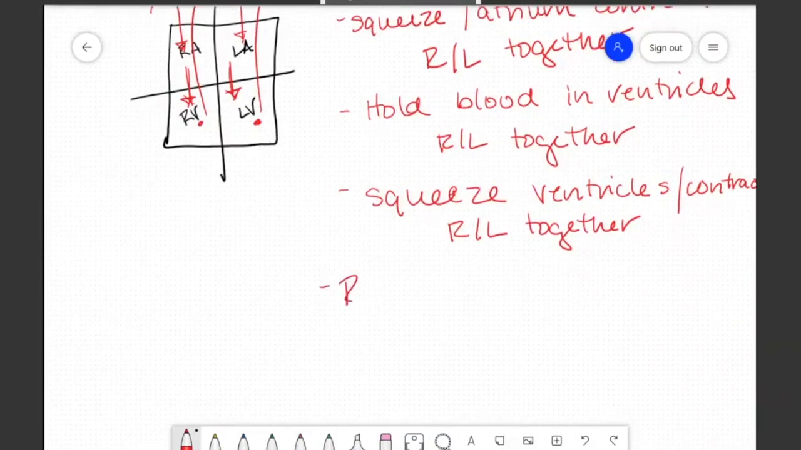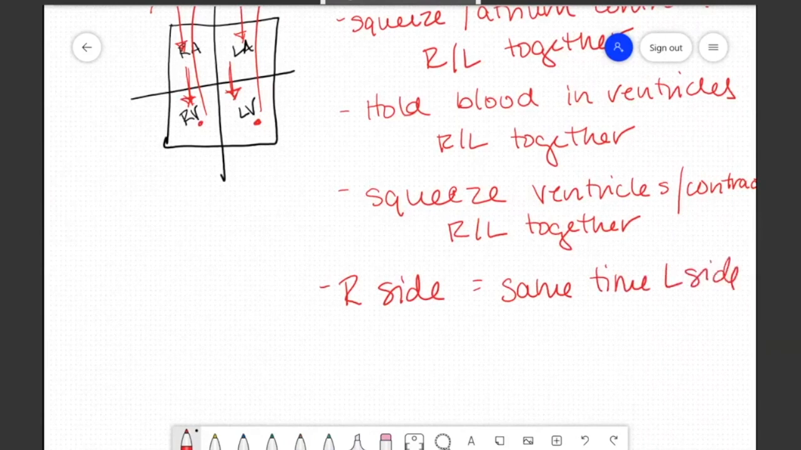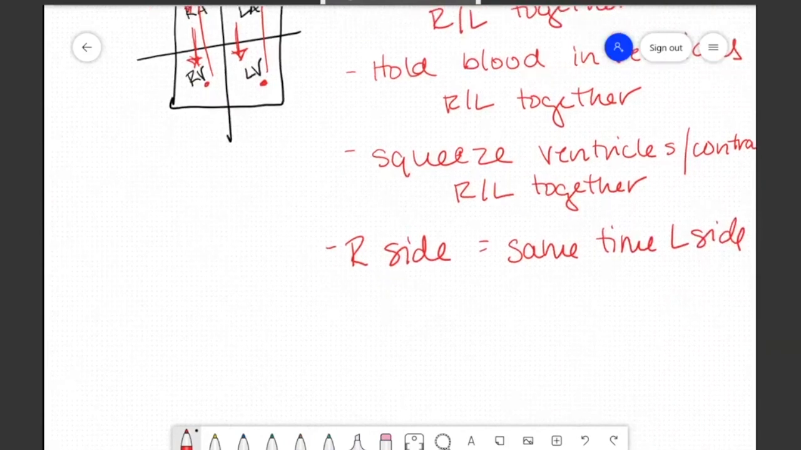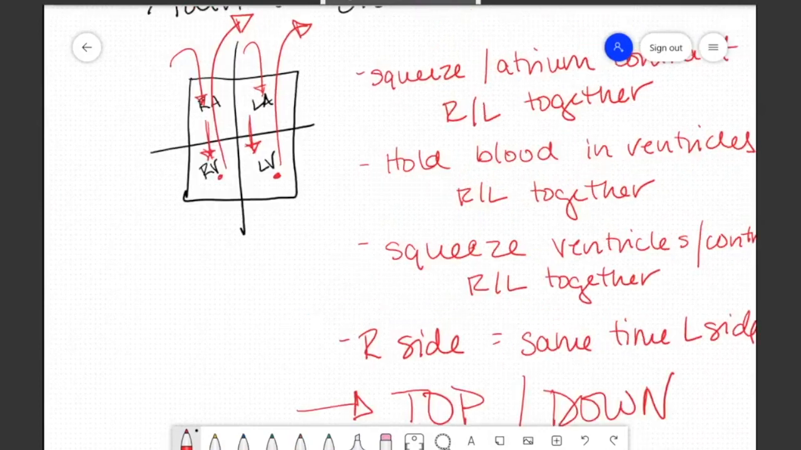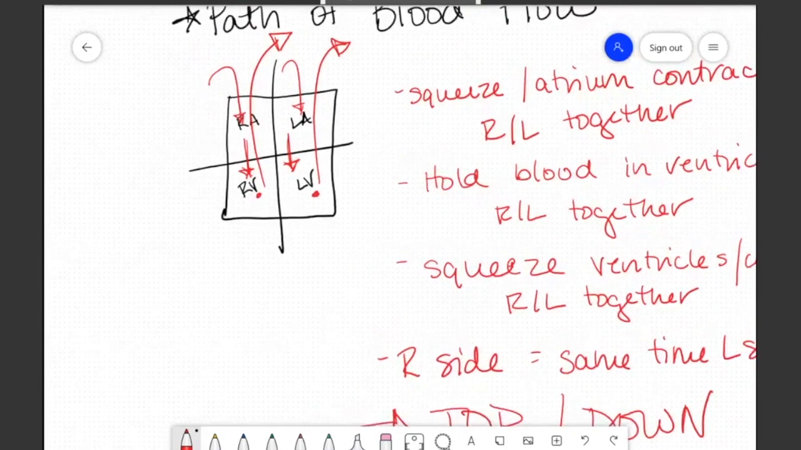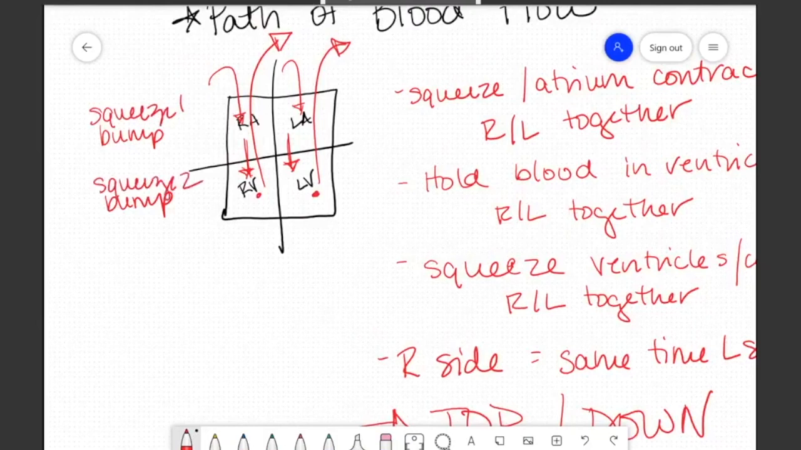So the right side happens at the same time as the left side. So you are not squeezing from a right-left approach, you are essentially squeezing from a top-down approach. So if you've ever listened to the heartbeat and there's the bump bump, this is squeeze 1, squeeze 2. Atrium will squeeze, and then ventricles will squeeze.